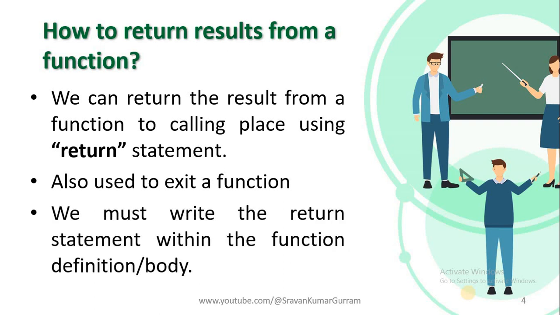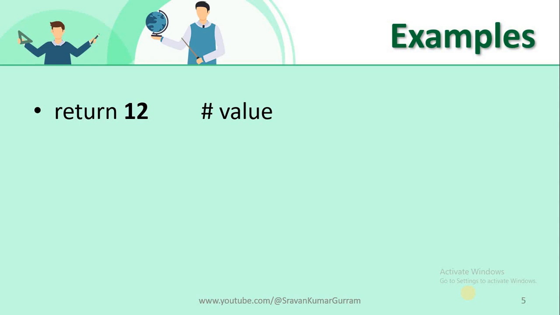And we must write this return statement within the body of the function, or you can say within the definition of the function. See some examples. Return 12. In this example, we are returning the value 12 from the function to the calling place. We use the keyword return and we are returning the value 12. If you want to return a variable also, you can return it. Return space variable name. For example, my variable name is sum.